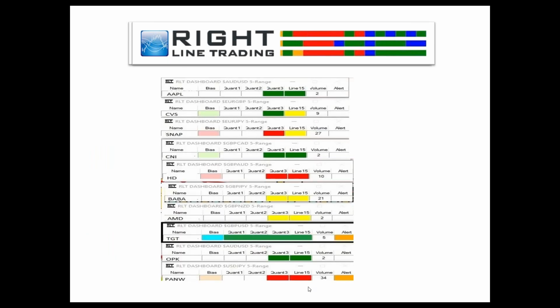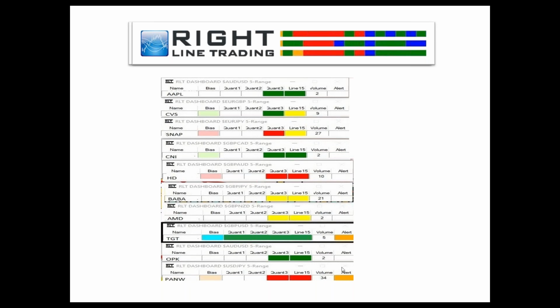Now, here's what it looks like. This is an analyzer looking at Apple, CVS, Snapchat, Home Depot, CNI, I forgot what CNI is, I think it's the Canadian National Railway, Alibaba, Applied Micro Devices, Target, Optical Kinetics, and Palo Alto Networks.